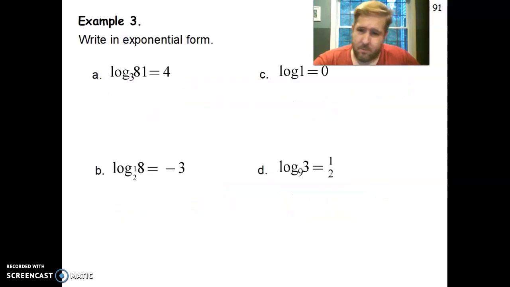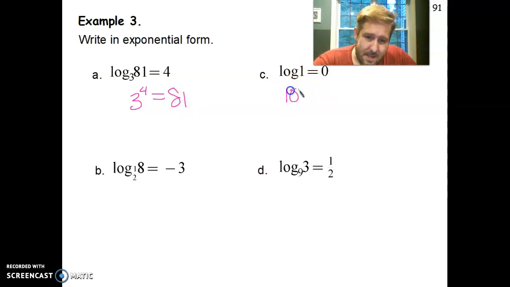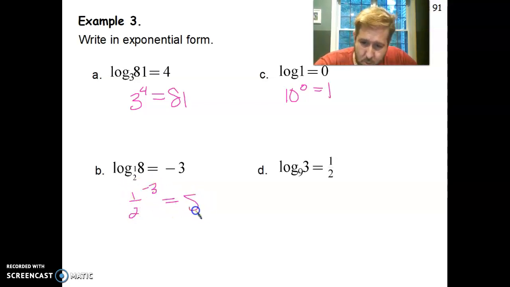All right, so moving right along, we have write in exponential form. This is helpful because it's going to help us solve the equations, if we can rewrite these logs into exponents. I'm only going to do a couple of these. I know I did this on the last page. This is 3 to the 4th equals 81. Or this is 10 to the 0th equals 1. This is 1/2. I know I said I would only do a few, but they're so quick, I was able to do them pretty fast.